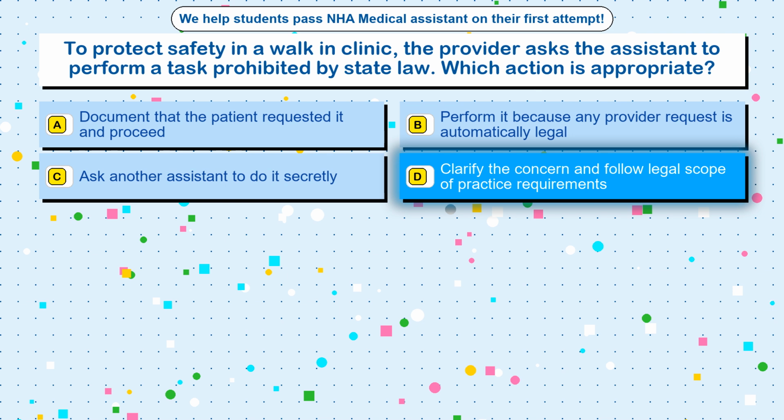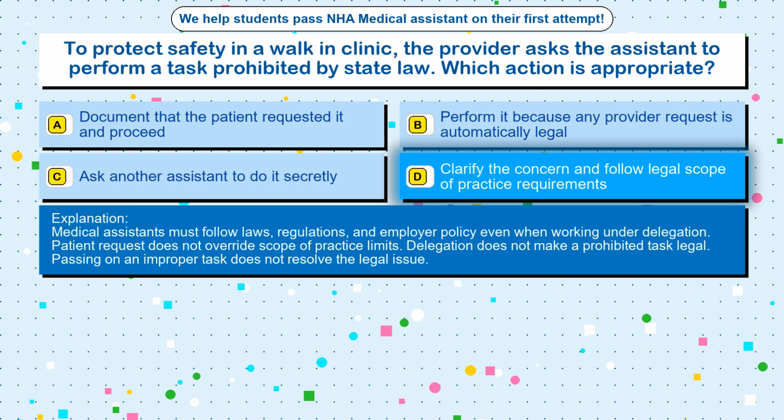Clarify the concern and follow legal scope of practice requirements. Medical assistants must follow laws, regulations, and employer policy even when working under delegation. Patient request does not override scope of practice limits. Delegation does not make a prohibited task legal. Passing on an improper task does not resolve the legal issue.